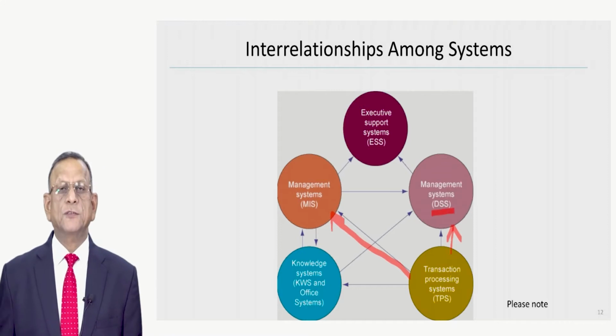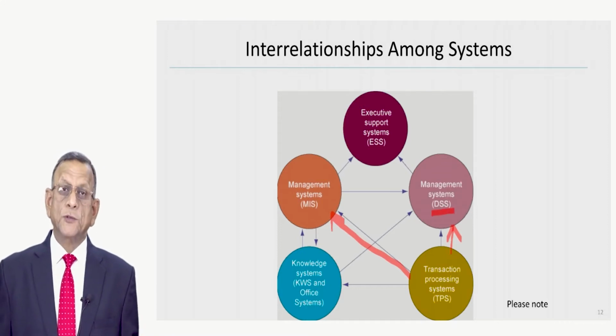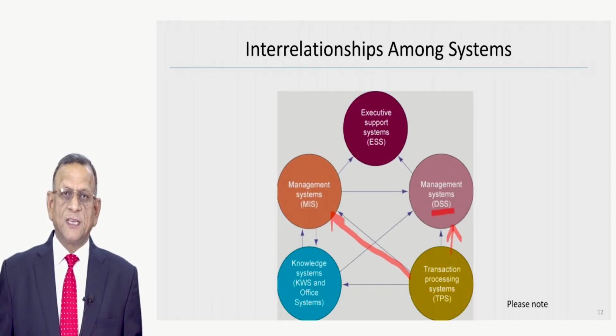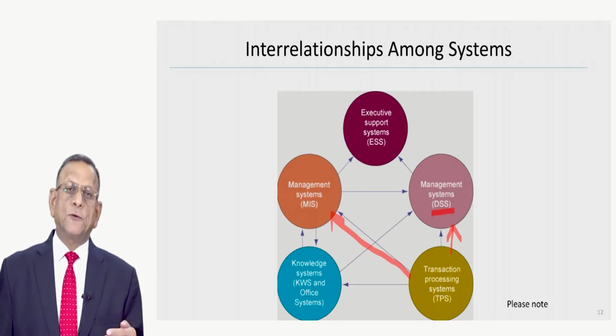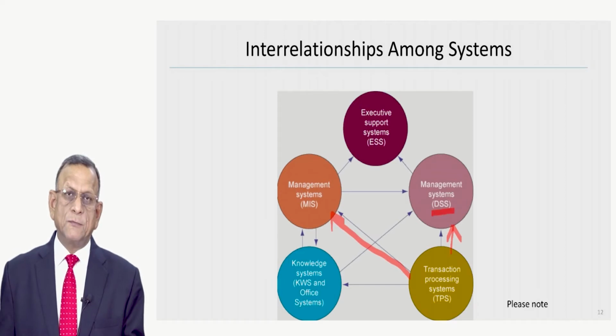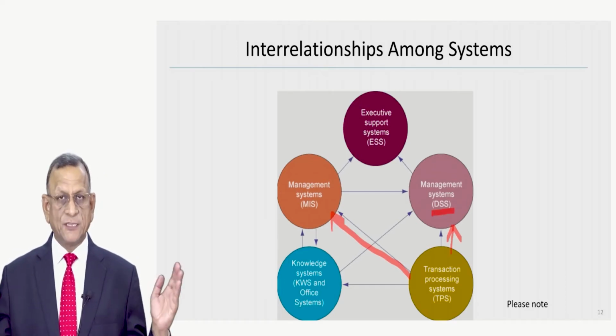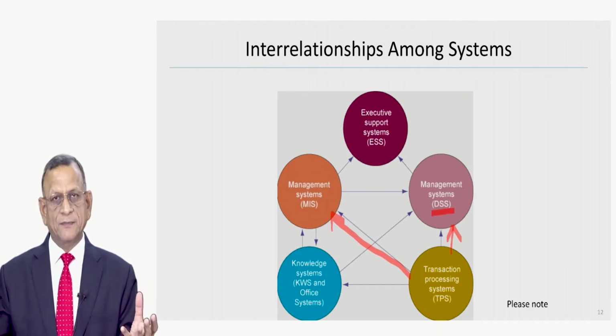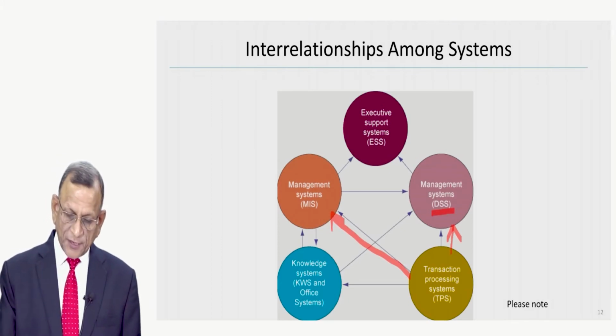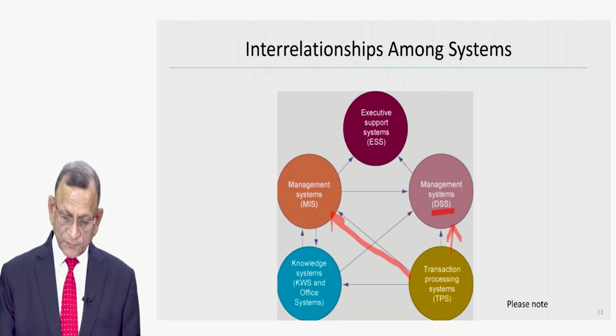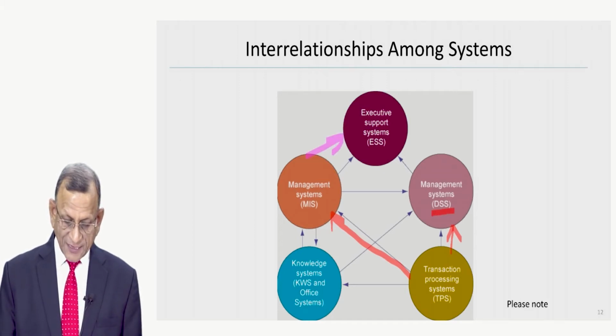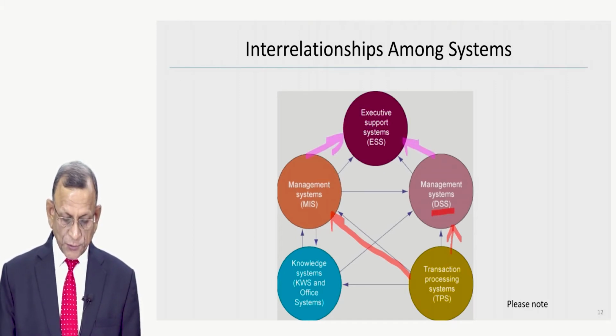Then friends, we have another segment which is getting input from this transaction processing system, which is management systems related to decision support systems. What should be produced? What is the sales forecast for next 6 months? Larger than MIS.